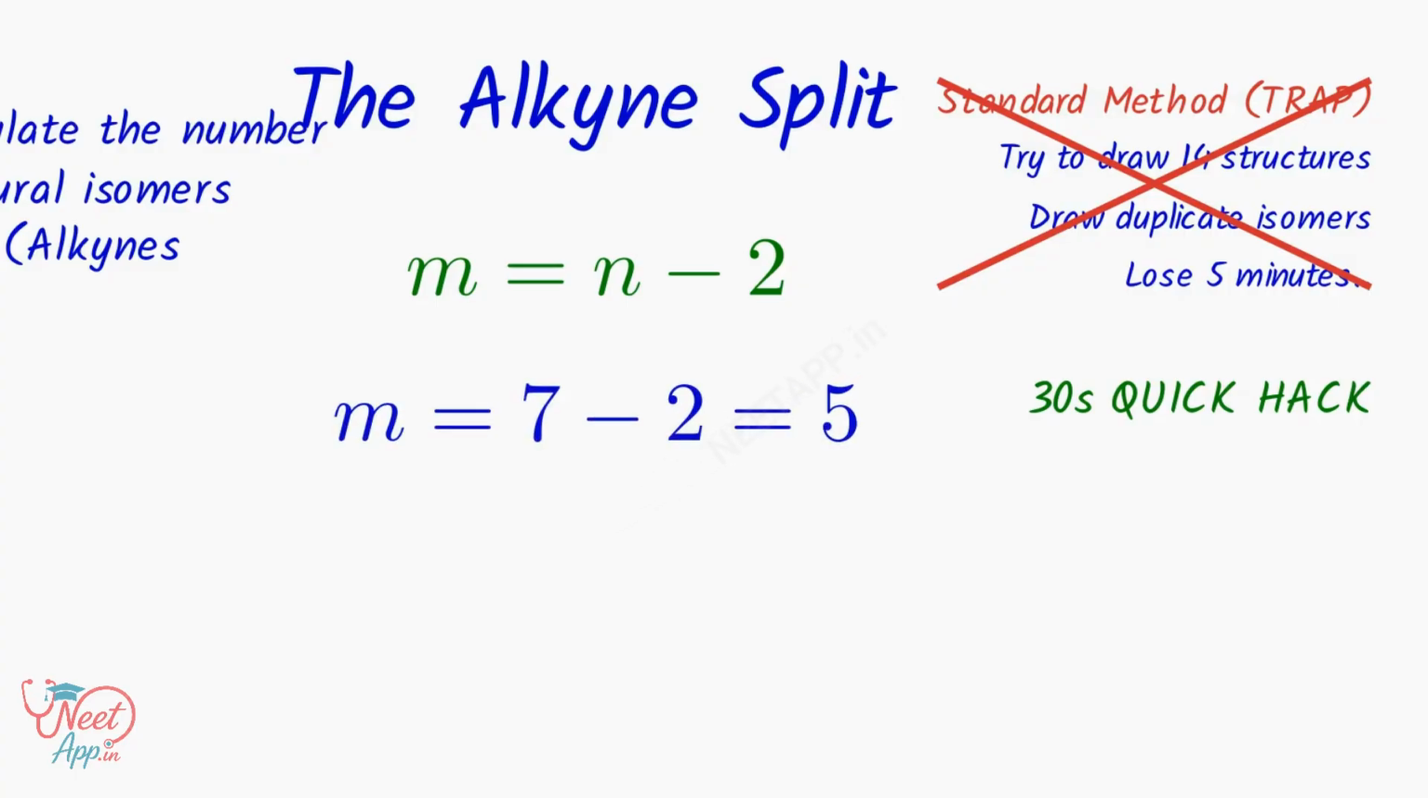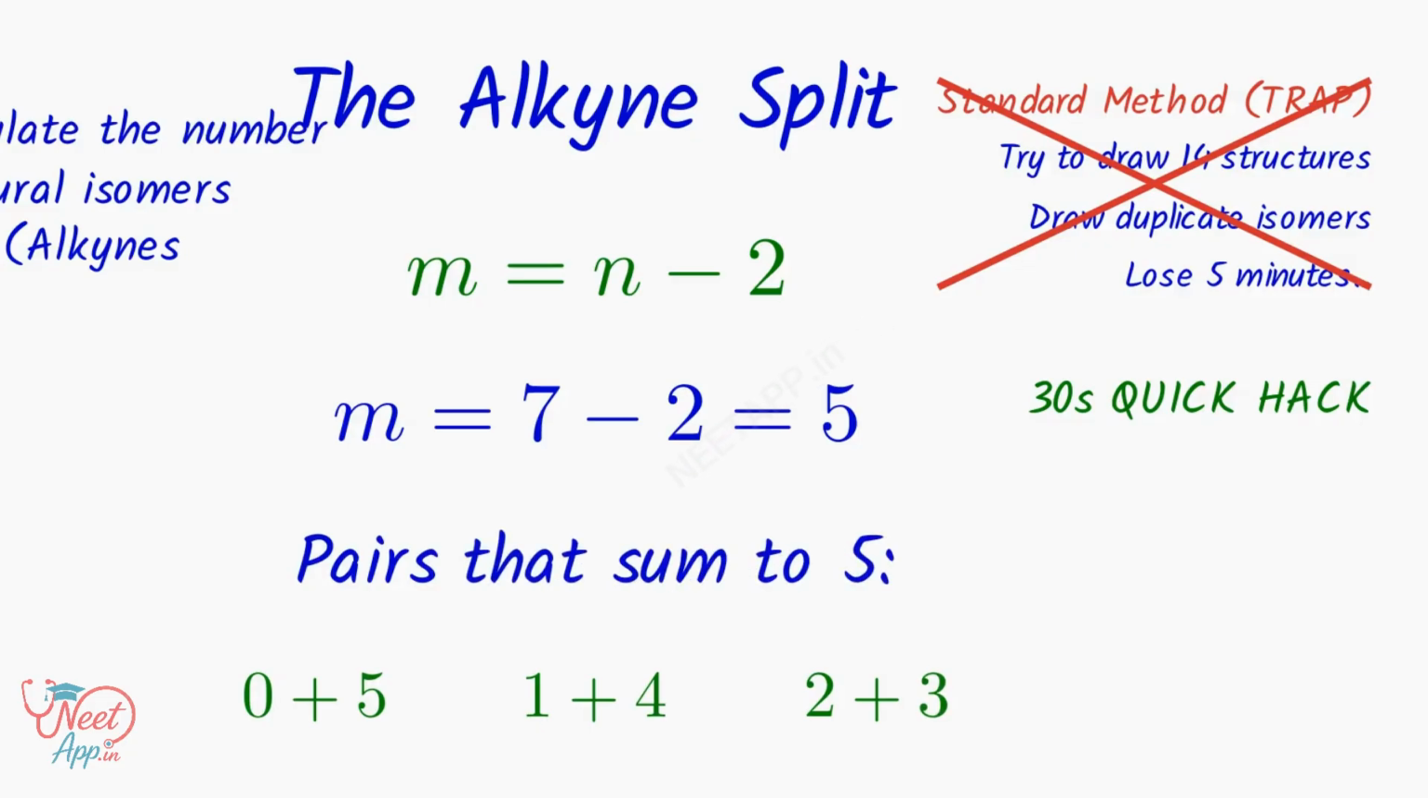Apply the formula M equals N-2. For 7 carbons, M equals 5. The pairs of numbers that sum to 5 are 0 and 5, 1 and 4, and 2 and 3.